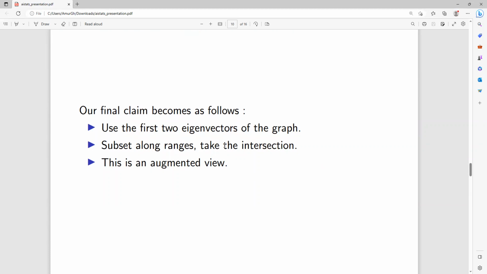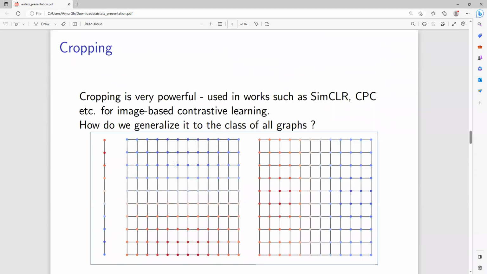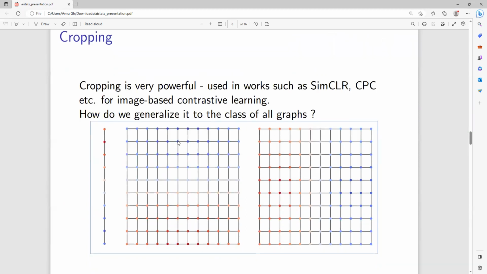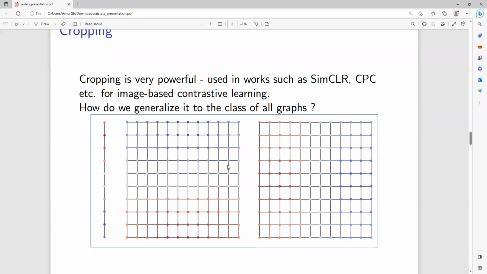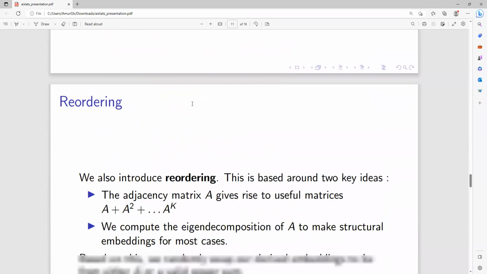So what does it mean to subset along ranges and take the intersection? Well, a range in the y-axis is like from here to here, and the range in the x-axis would be from here to here. So basically a rectangle in the grid graph, i.e. a crop, right? So that's an augmented view.